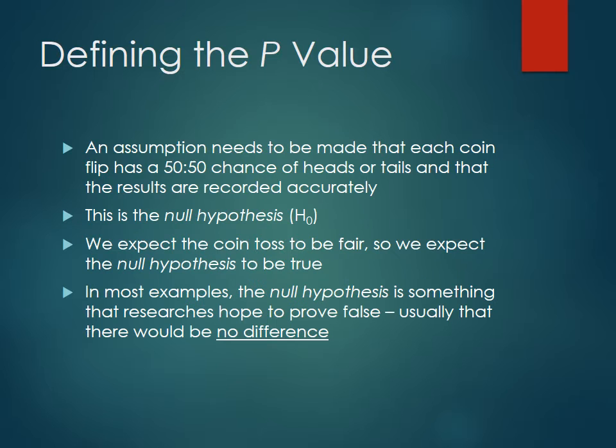The assumption, and this is going to go back to what our null hypothesis is, is that as long as it's a fair coin, as long as we're having normal randomness in the data, we should be getting a 50-50 distribution of heads and tails, right? So expecting it to be fair, the null hypothesis should be true.